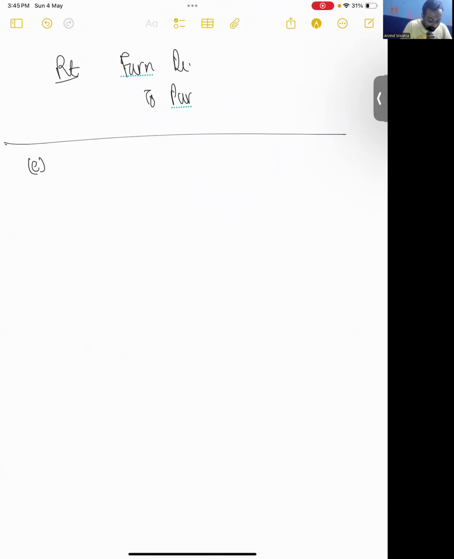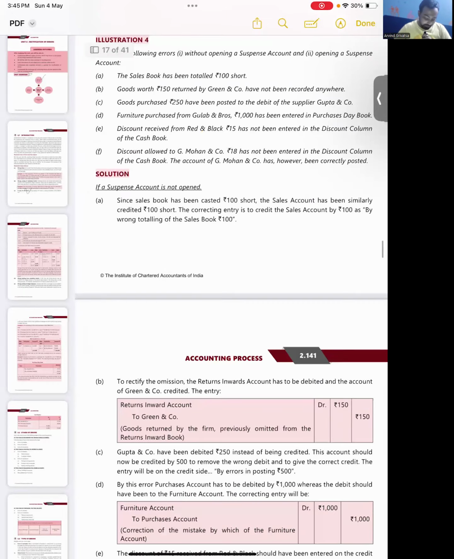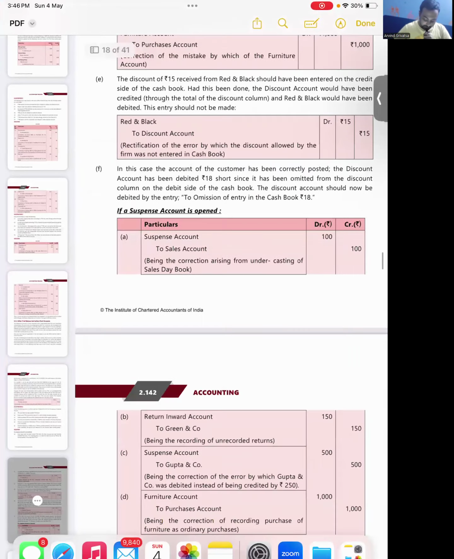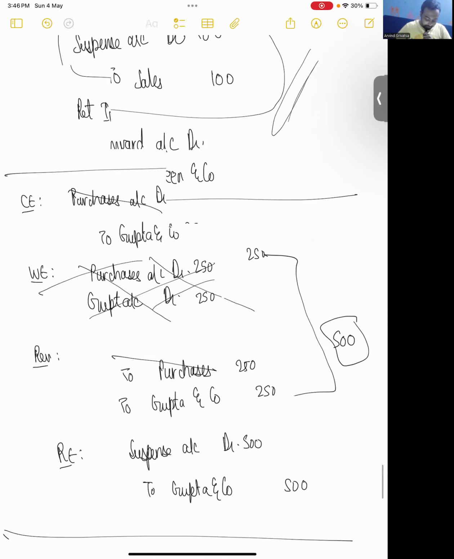So basically they gave us discount. So that entry itself has not been passed in the books. So we have to pass the entry. So here correct entry and rectification entry will be the same. There will be no wrong entry concept because they didn't pass the entry itself in the books, guys. So Red and Black account debit to discount received. That's it. Perfect. This is done. So let's go to subdivision F.